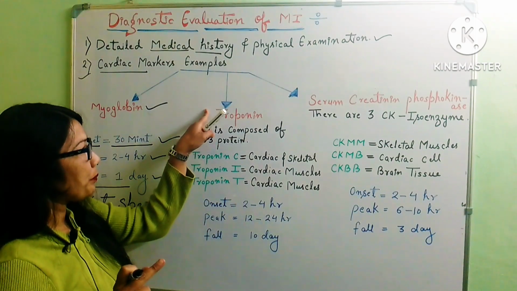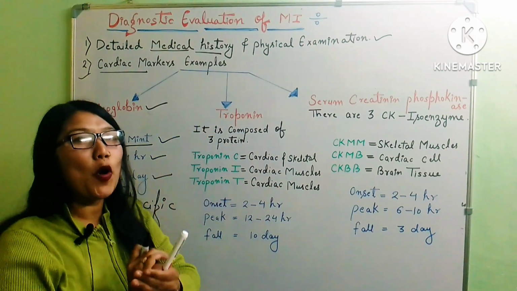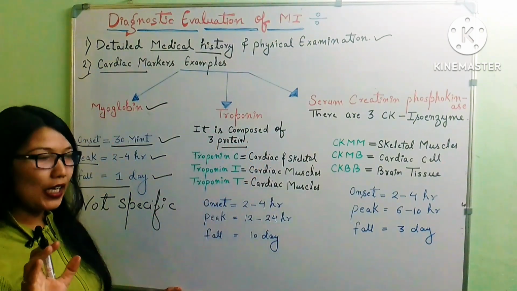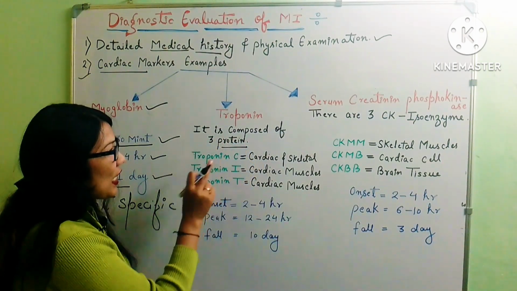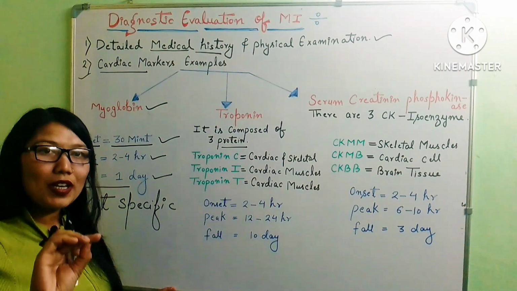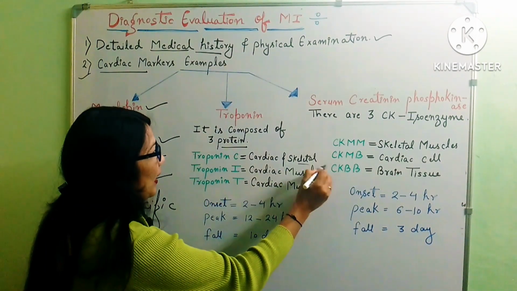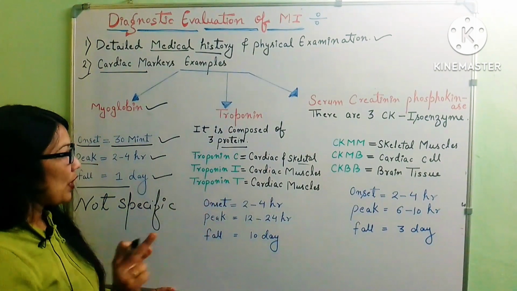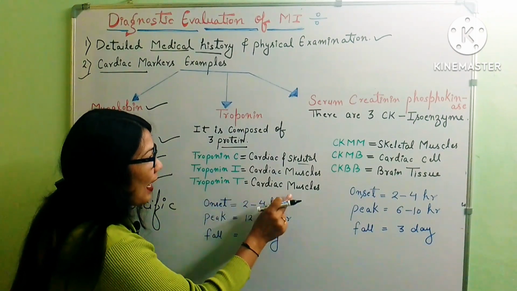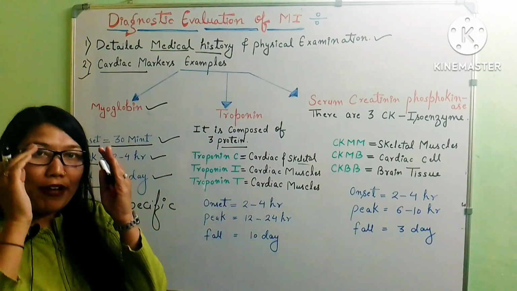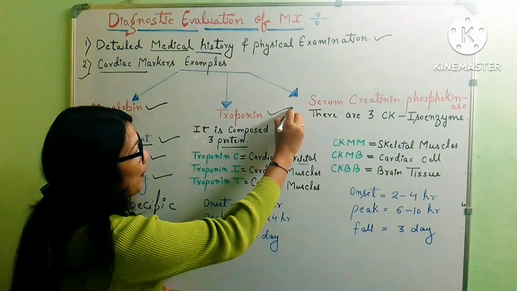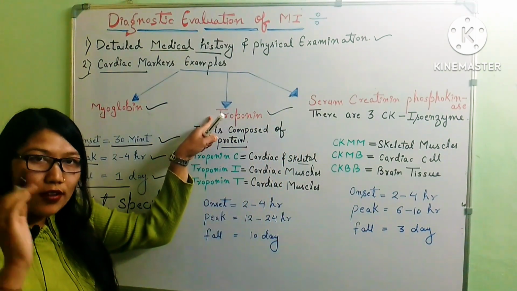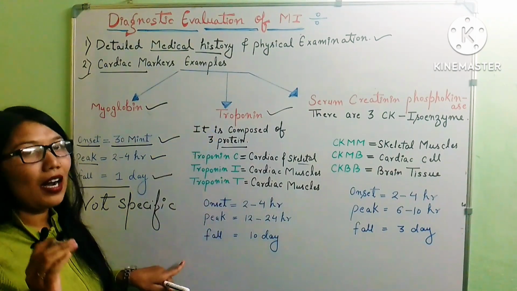Second is troponin. Troponin is a form of protein composed of 3 proteins. First is troponin C. It is found in cardiac as well as in skeletal muscles. Next there is troponin I, which is found in cardiac muscles, and troponin T is also found in cardiac muscles. It is a very good form of cardiac marker. Even though the troponin test is very costly, it is a very good cardiac marker.